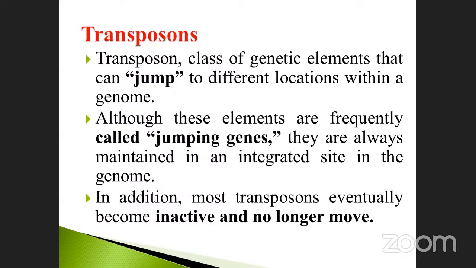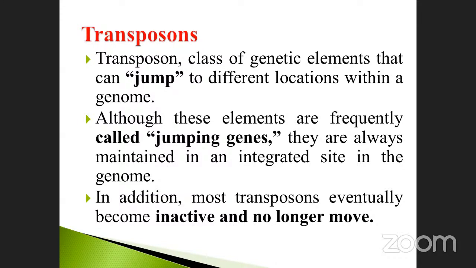That is very, very important. It is not present at a particular point; it can jump to any location. Such a gene is called a jumping gene, otherwise called a transposon. In other words, transposons are also called jumping genes. Although these elements are frequently called jumping genes, they are always maintained in an integrated site in the genome.